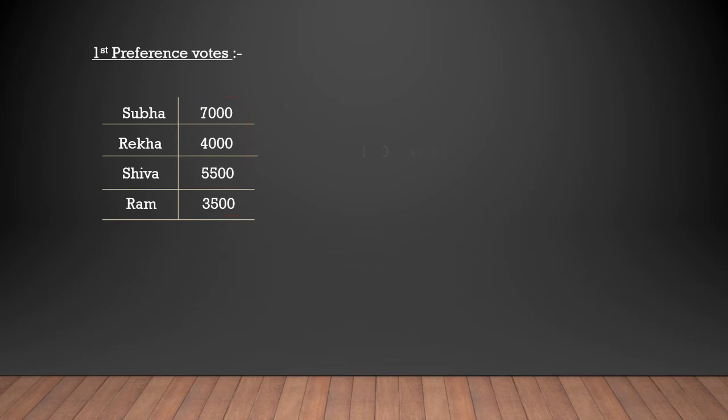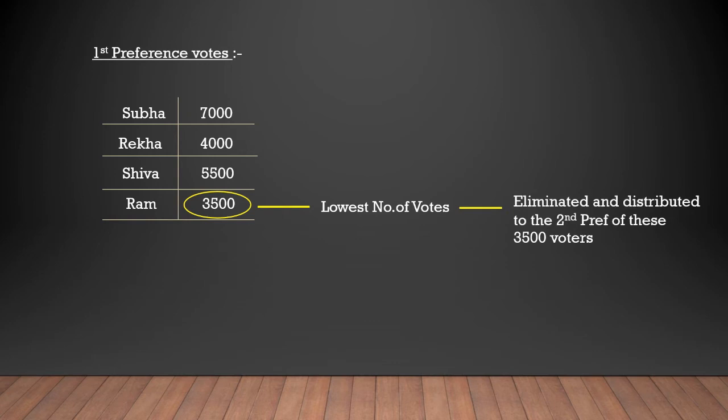Thus, the candidate who has secured the lowest number of votes should be eliminated, and those votes shall be transferred to the second preferences. Here, Ram has secured 3,500 votes, that is the lowest number of votes. So he shall be eliminated and those 3,500 votes shall be distributed to the second preference of these 3,500 voters.